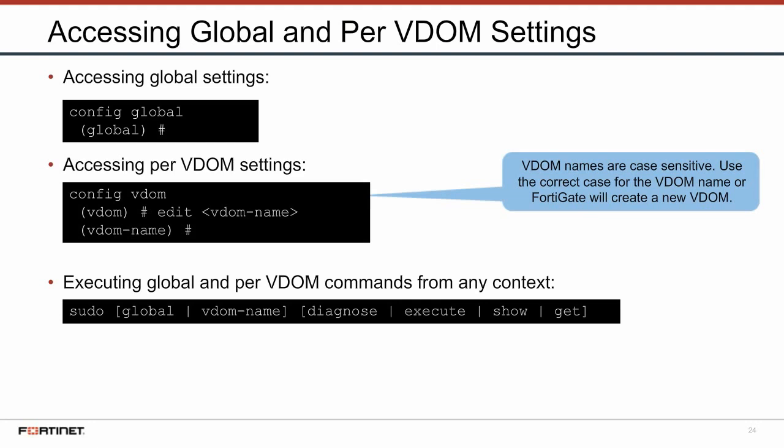Regardless of which context you are in, global or VDOM, you can use the sudo keyword to execute diagnostics commands in a context different than your current one. This allows you, for example, to execute global and per VDOM commands without switching back and forth between the global and per VDOM context.